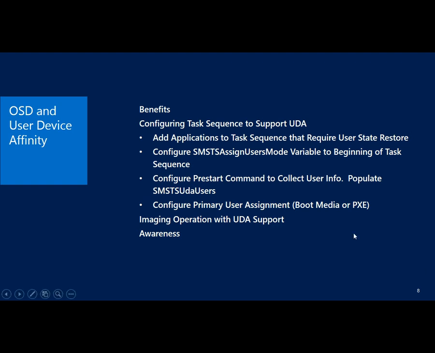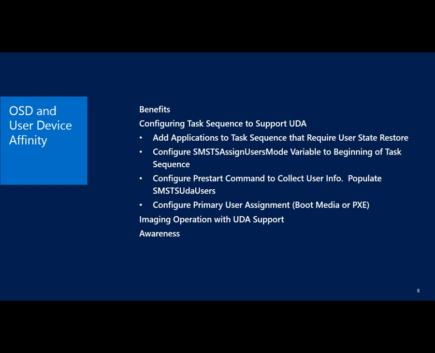And then the configure primary user assignment is kind of the same thing here. I just showed it to you where you can decide. And then after you do all this, the imaging operations will proceed with UDA support. Now, what does that mean? Imaging operations proceed with UDA support. Well, essentially, imaging will proceed normally. The only thing that's different is that you do not configure every single application that you want that user to have in the task sequence. You certainly configure it, but the way you configure it is different.